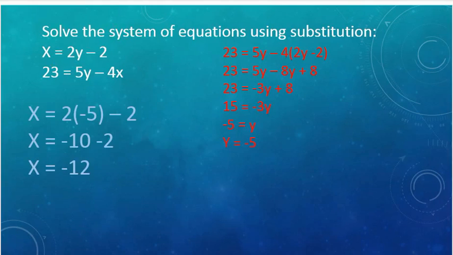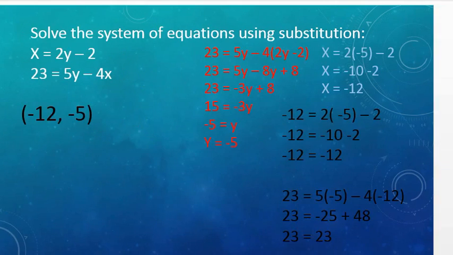So now you have a point. You have the solution of your system to be negative 12, negative 5. You're not done because you need to check to make sure this is valid. Please try that now. The correct answer is negative 12, negative 5.